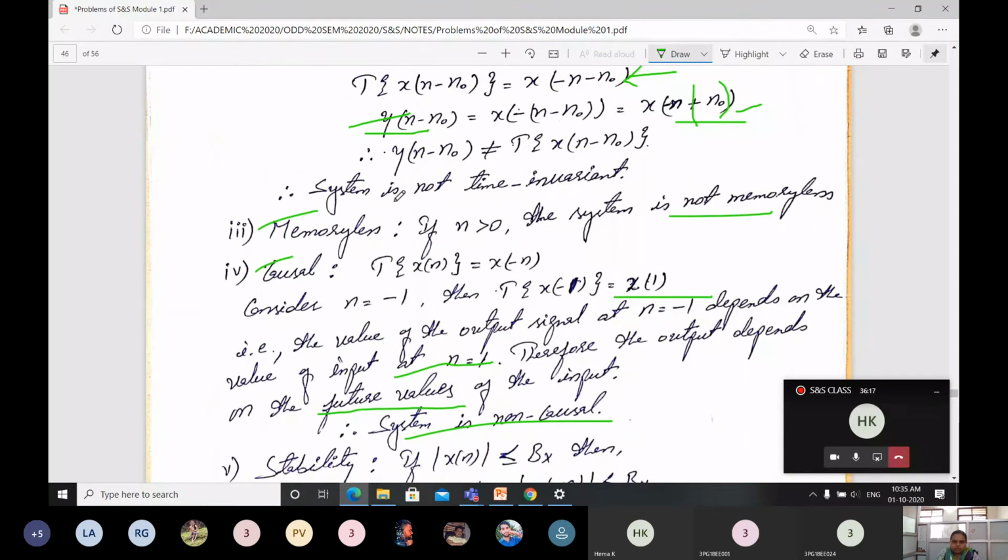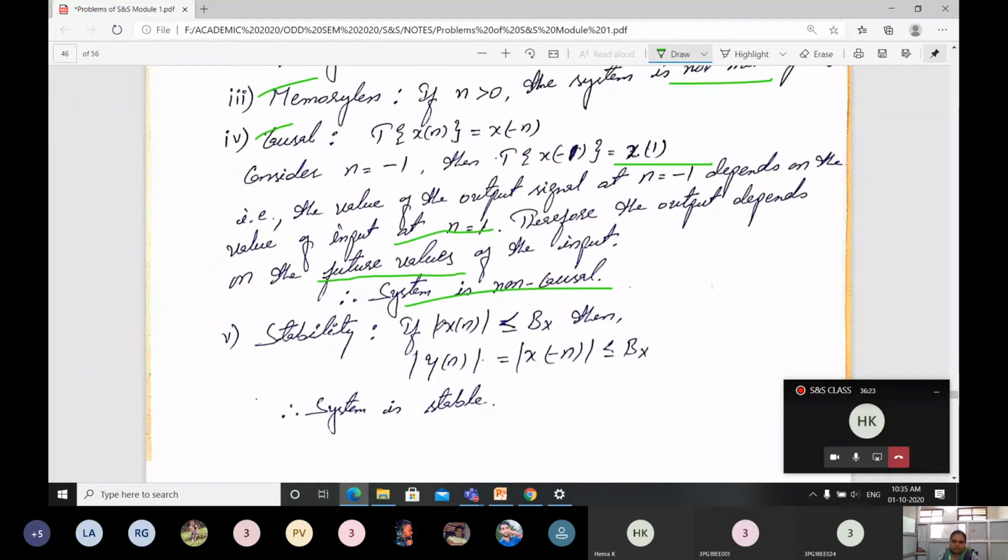Okay, if you know how it is going to be done, you can write directly whether it has memory or is causal. Okay, then what about the stability? Almost it's stable only. Therefore, if the magnitude of x of n is less than or equal to bx, then y of n, the output, is within the bound of x of minus n, that is also within a limit of bx only. Therefore, the system is stable.